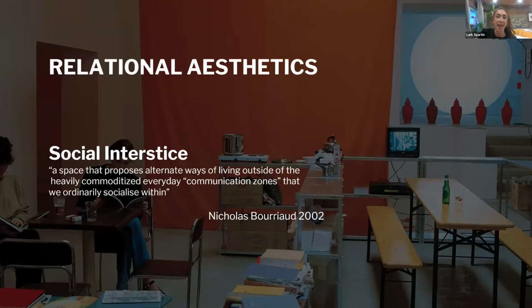So in 1998, art critic and curator Nicholas Bourriaud proposed relational aesthetics as an art form that took human relations as its subject to really confront the commoditization of our everyday relations and propose these new ways of living. And through these social interstices that he proposed, it really was exploiting our social interactions to bring awareness to them.